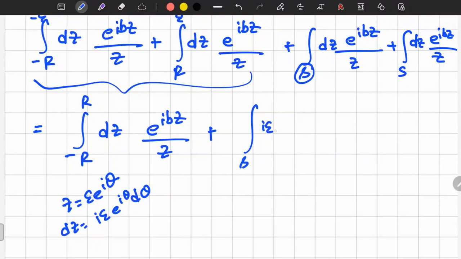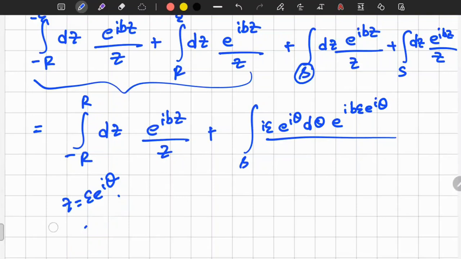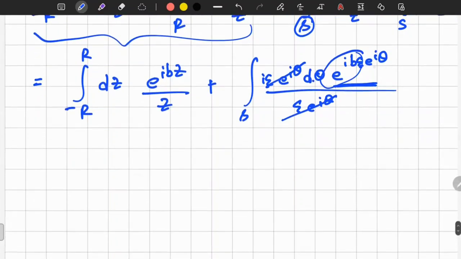So if you put it, d theta e to the power I b epsilon e to the power I theta divided by z. Z is again epsilon e to the power I theta, so this part cancels out. What remains? This part remains, but we are taking epsilon tends to 0. If epsilon tends to 0, then this part essentially vanishes. If we put epsilon equal to 0, then this part will be 1, and only d theta will remain.